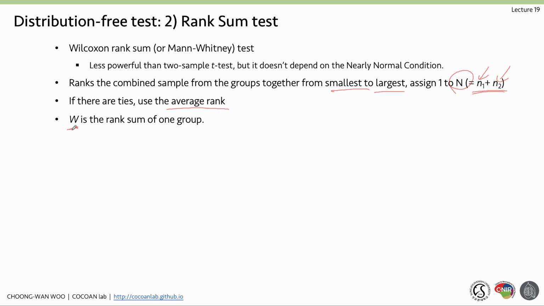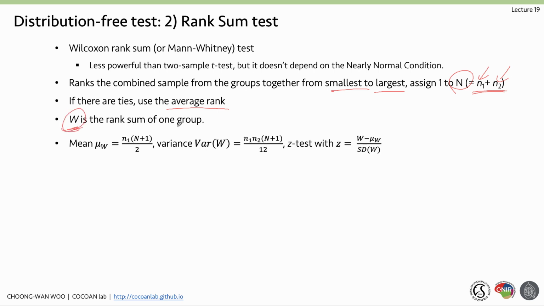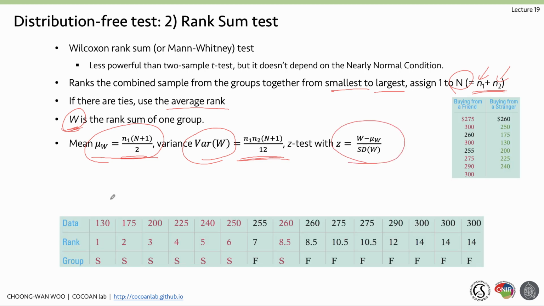And W, this number is important, is the rank sum of one group, and you can estimate the mean of W with this, and then the variance of W with this. And using these two values, mean and variance, you can calculate the Z value. Let's use this example to understand this better.